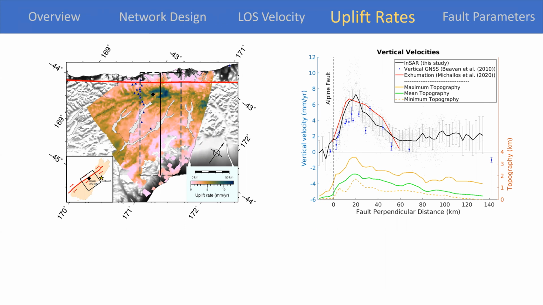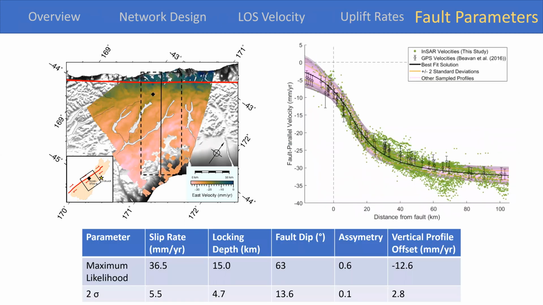The overall trend of our uplift rates not only matches the trend of that measured from the GNSS, but it's also very similar to that of an exhumation profile derived from thermochronology and seismicity. The east component of the velocity showed very little along strike variation.